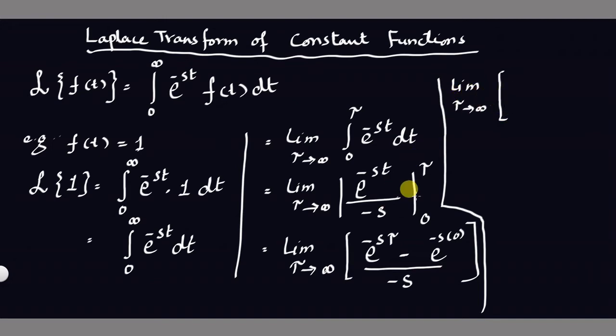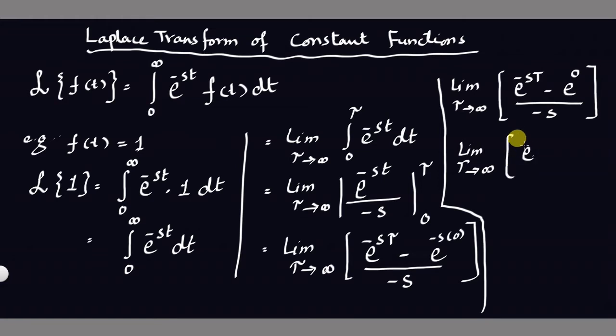After simplification, we will get e raised to the power minus s tau. Here you will get e raised to the power 0, divided by negative s. Then further simplification, we will get this factor. Now apply the limit.